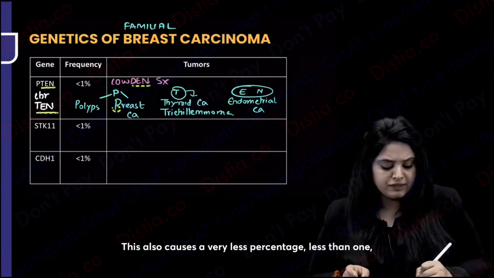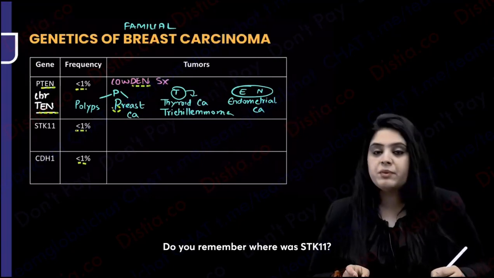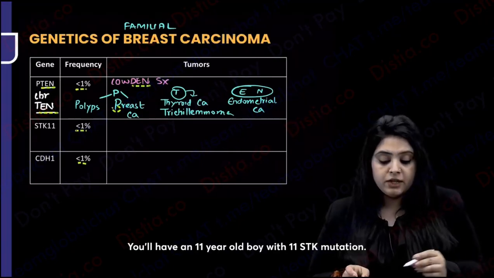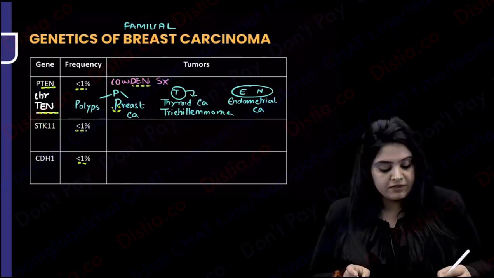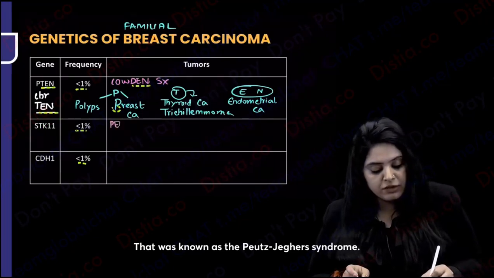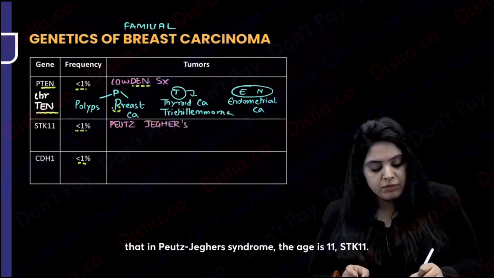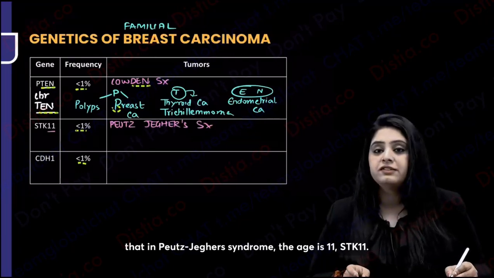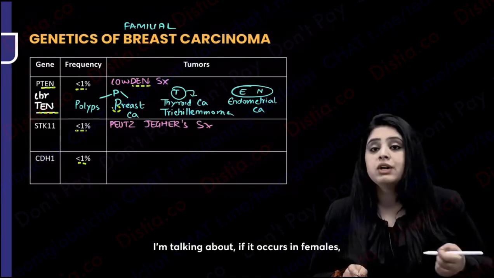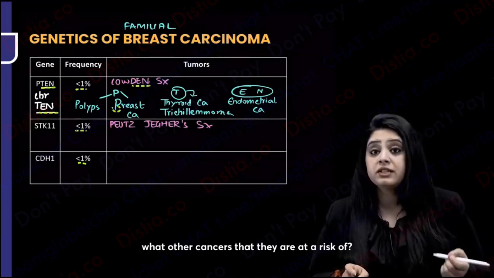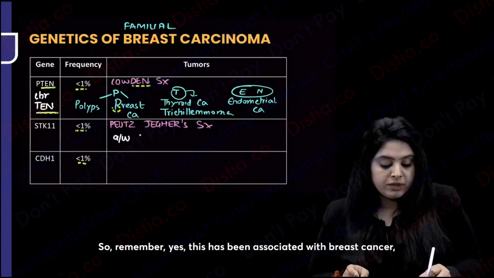Moving on to the next, STK11. This also causes a very less percentage, less than 1. These are all less than 1% things. Do you remember where was STK11? I'll give you a hint. You'll have an 11-year-old boy with STK11 mutation. What was that 11-11? That was known as the Peutz-Jeghers syndrome. That is how you had learnt it, that in Peutz-Jeghers syndrome, the age is 11, STK11. But now, obviously, I'm not talking about an 11-year-old boy. I'm talking about what other cancers, if it occurs in females, they are at a risk of? So remember, yes, this has been associated with breast cancer.